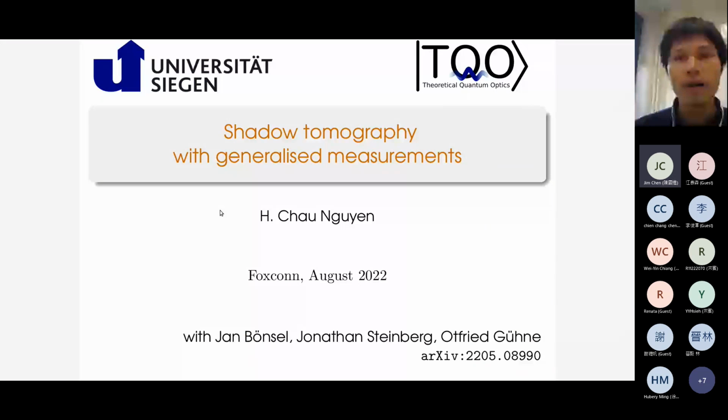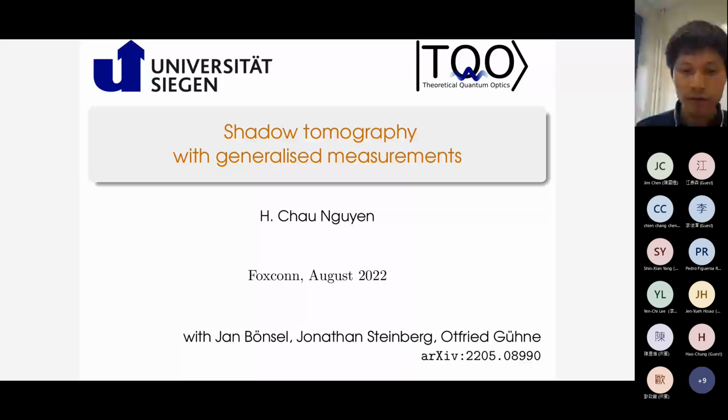Okay. So yes, the topic of the talk is going to be about shadow tomography with generalized measurements. This is actually a very simple project. And let's put it like this: this is our attempt to understand the concept of shadow tomography, how to understand the theory, and so on. It turns out that we found out that it could be understood in a relatively simple framework. So the message of the talk would be to try to give a simple view on the concept of shadow tomography. This is our purpose.